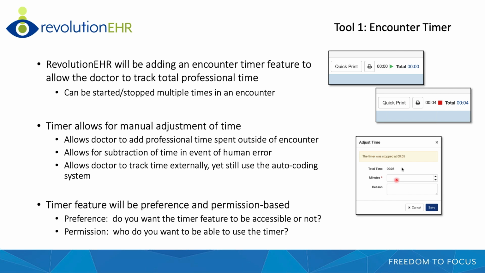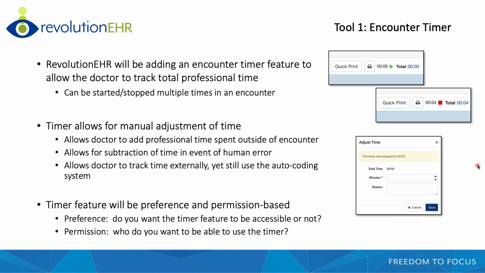But that's where that reason would show up. This mode will also allow for subtraction of time in the event of an error. So if I tried to add 5 minutes and I added 55, there needs to be a way for me to remove that extra 50 minutes. And I can do that by adding minus 50. And it'll update the total time appropriately for me.